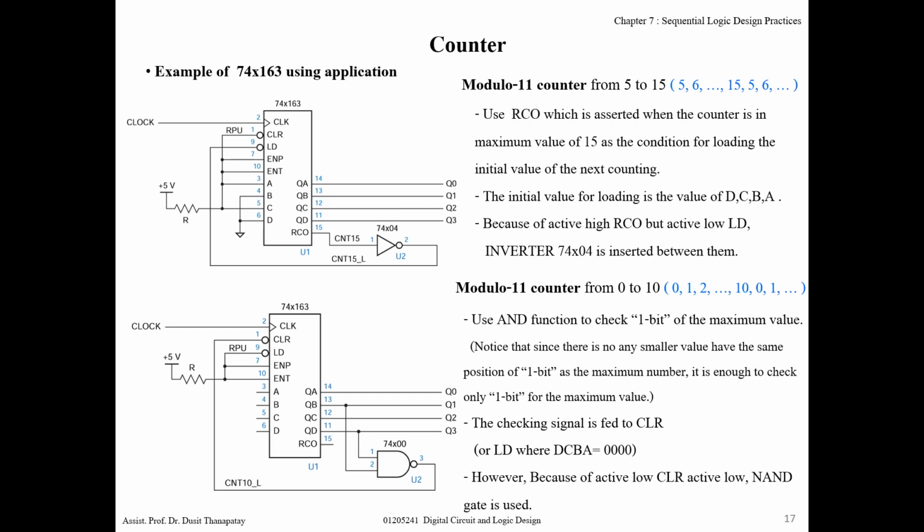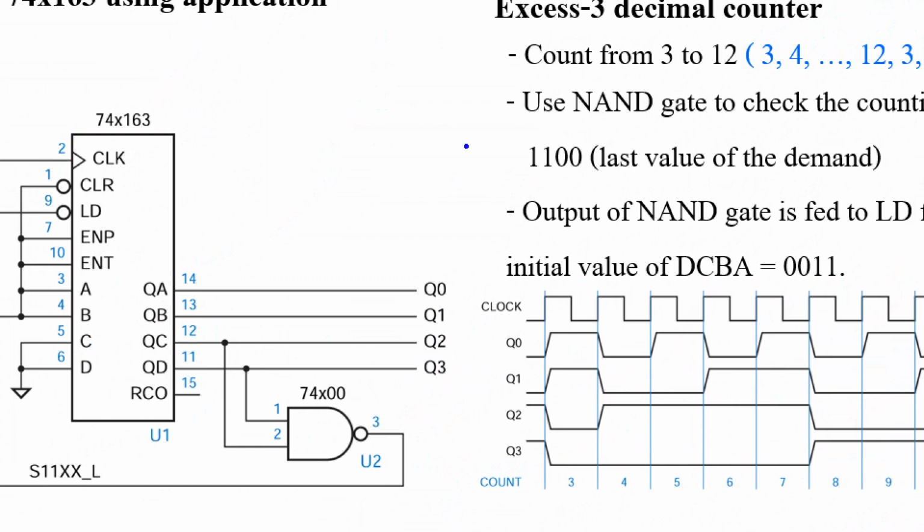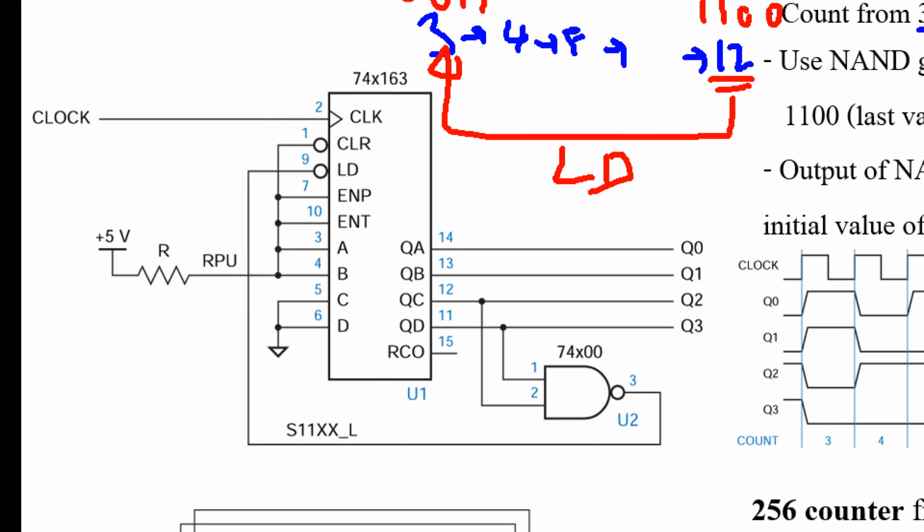Okay, and next example. Now if you want to count from 3 to 12, what should I do? 3 4 5 6 7 8 9 10 11 and then 12. The same idea, right? Let's check if it is 12 or not. 12 is 1 1 0 0. If yes, load, right? Load what? Load the next value of 3, right? 0 0 1 1. So for this one is easy, right?